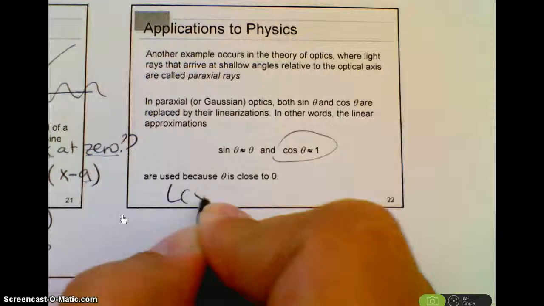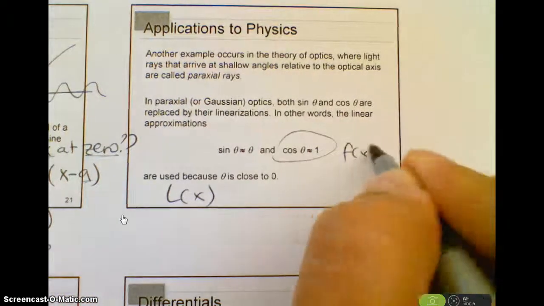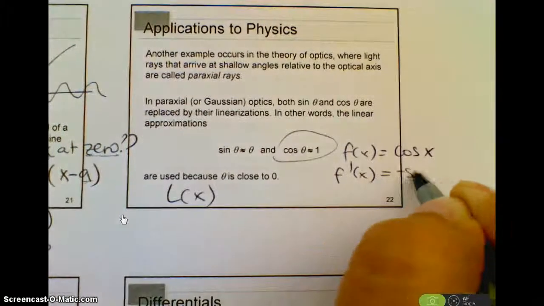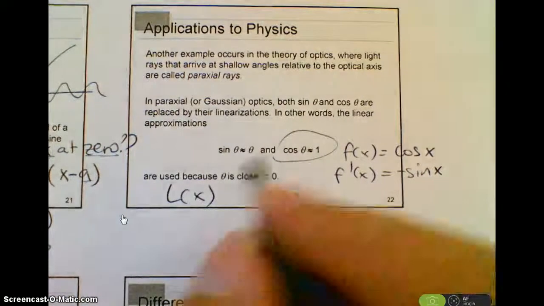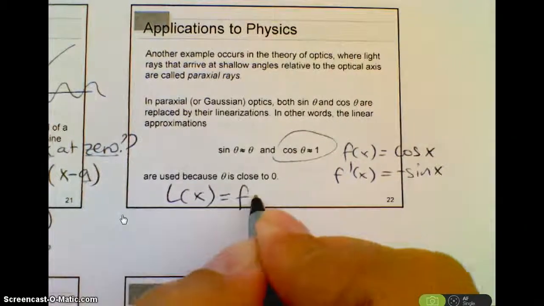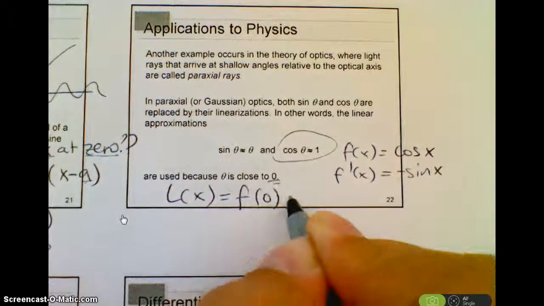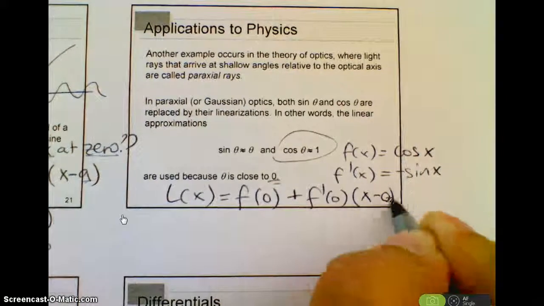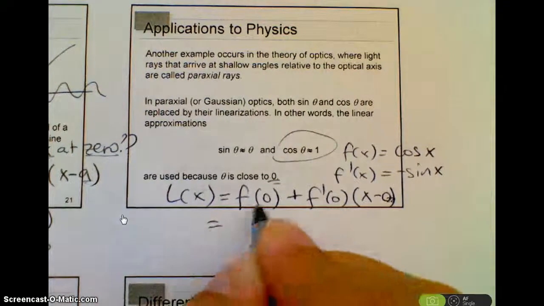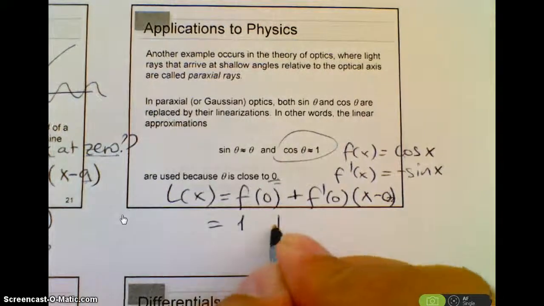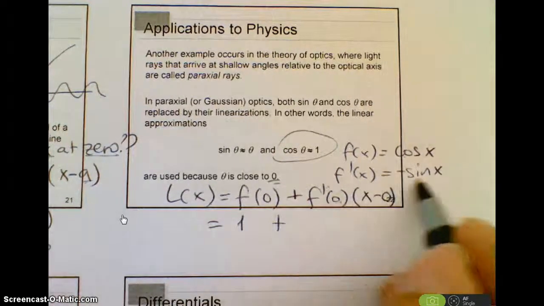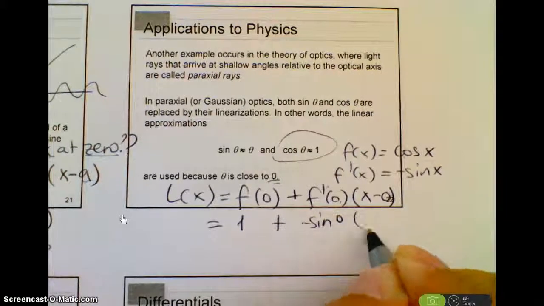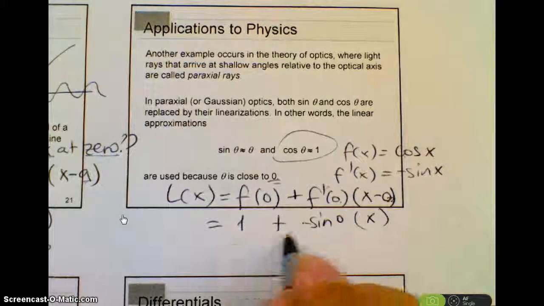Let's see. Linearization for cosine, f of x is cosine of x. So f prime of x will be negative sine of x. So those are facts. Now let's apply the formula. F of 0 plus f prime of 0 times x minus 0. That's what I'm trying to find. F of 0, cosine of 0 is 1. F prime of 0 would be negative sine of 0 times x minus 0, which is x.